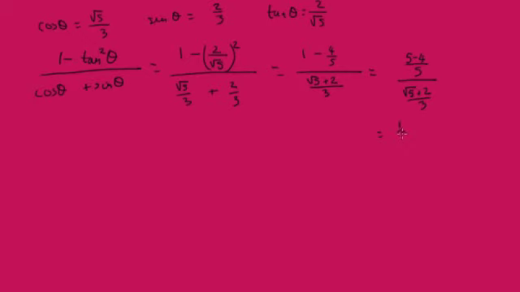which is a fifth over root 5 plus 2 over 3. Now, this is not nice, we can't deal with this, so what we're going to do is multiply the numerator and denominator by 15.